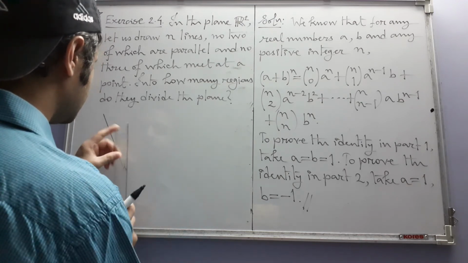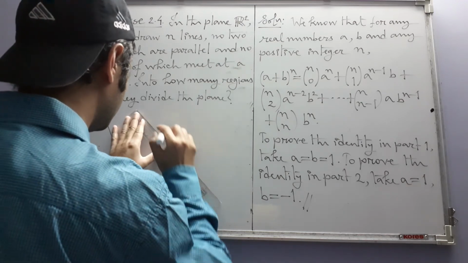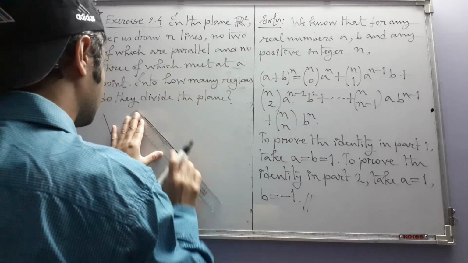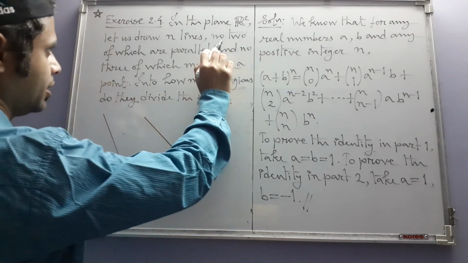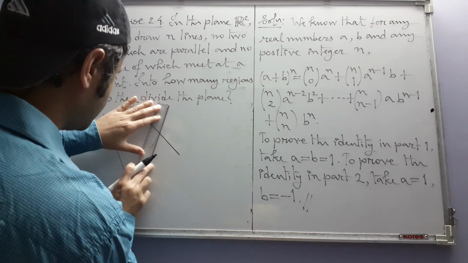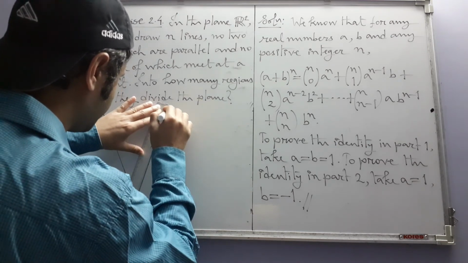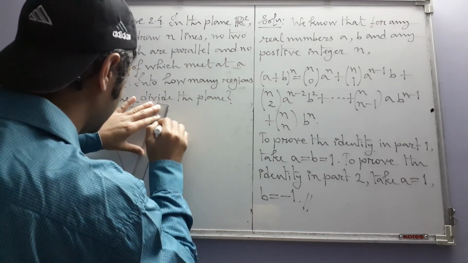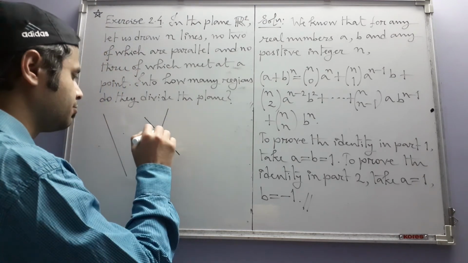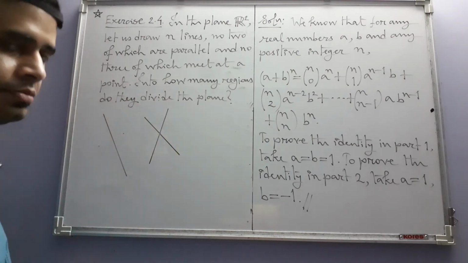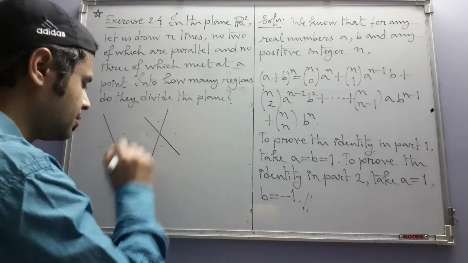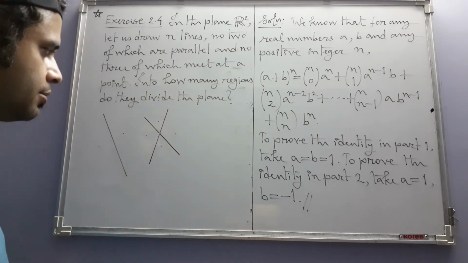In place of this, if you have two lines, now the first restriction will come into play, no two of which are parallel. Because these two lines are not parallel, no matter how you draw them, there will be some point of intersection somewhere, and these two lines divide the plane into four distinct regions.